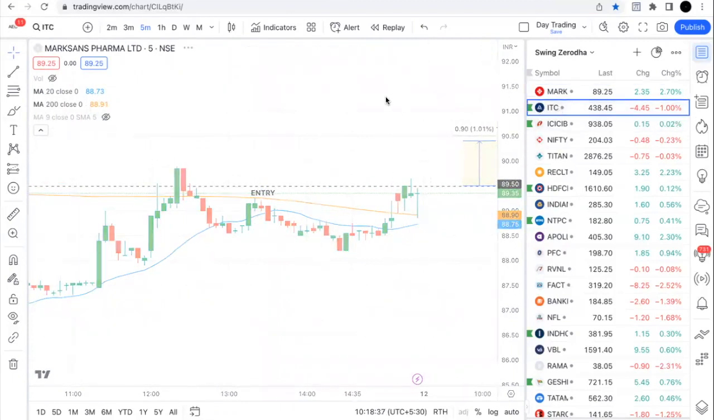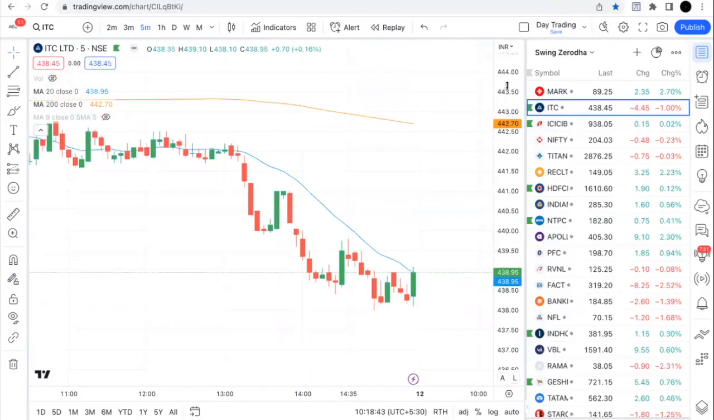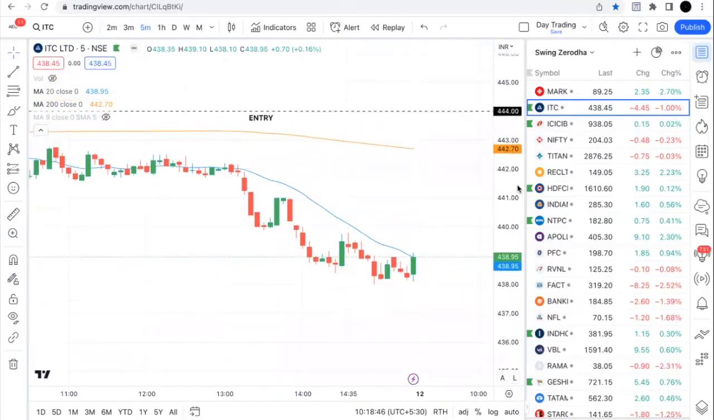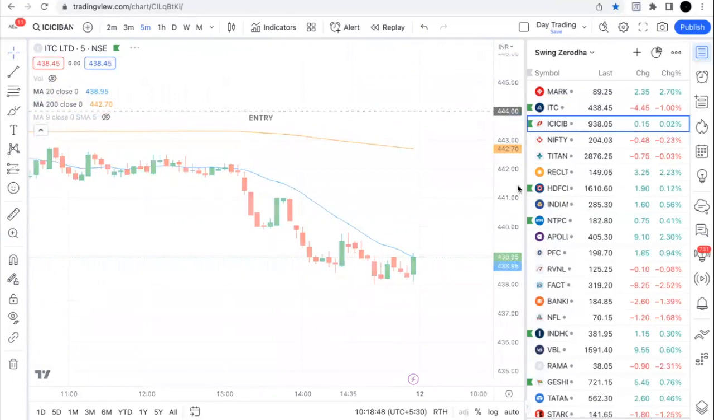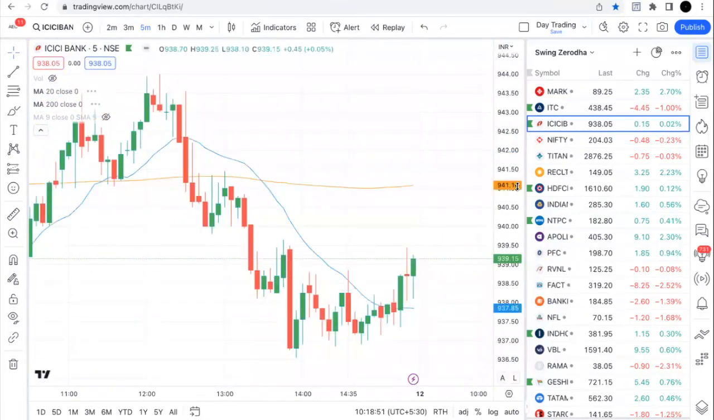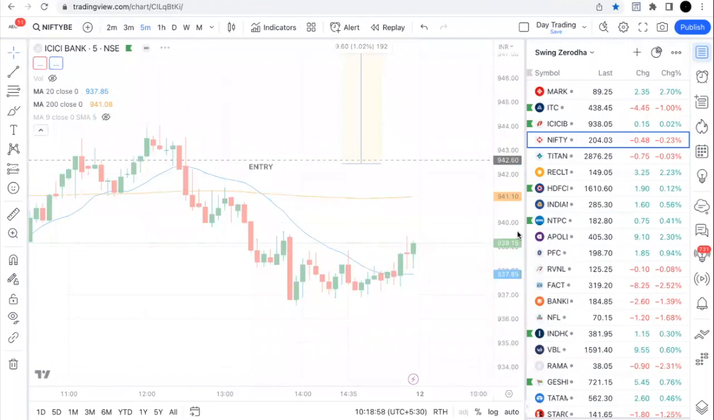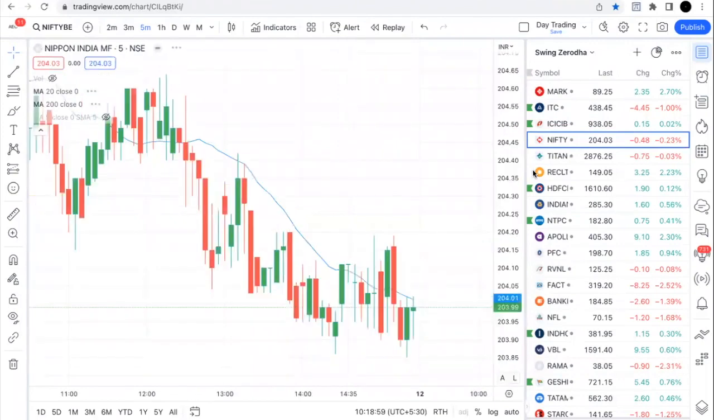Okay. And let me look at ITC and what ITC looks like. All right. ITC as well. The two moving averages, the 20 and the 200, are too far away. And the 20 is below. I would not be interested in that. All right. ICICI Bank. Look at that. The 20 is below the 200.